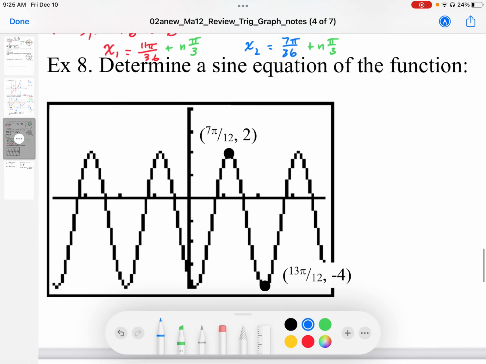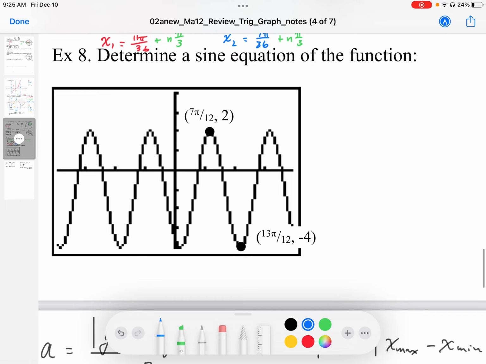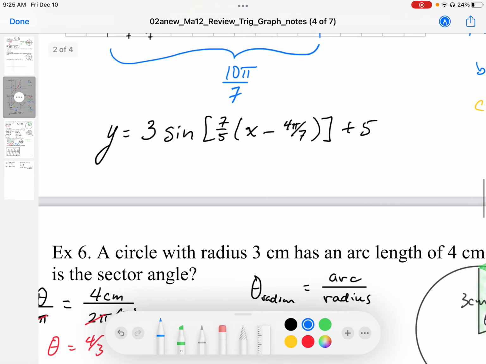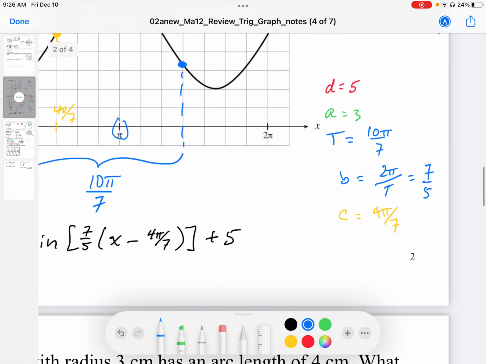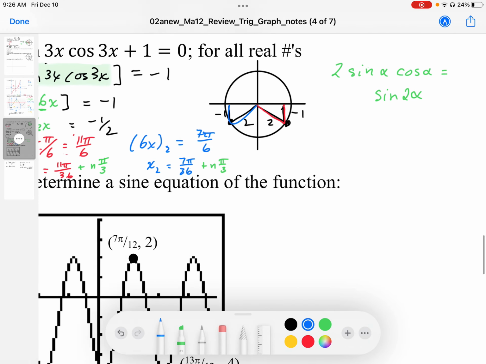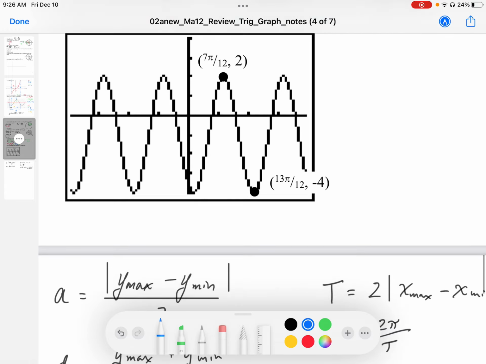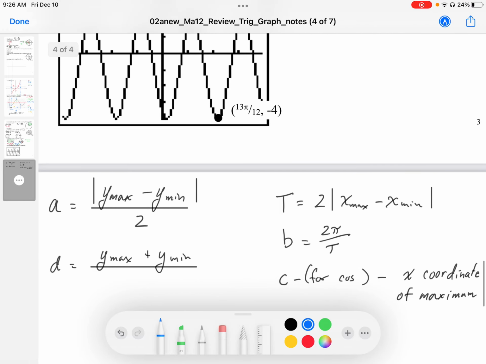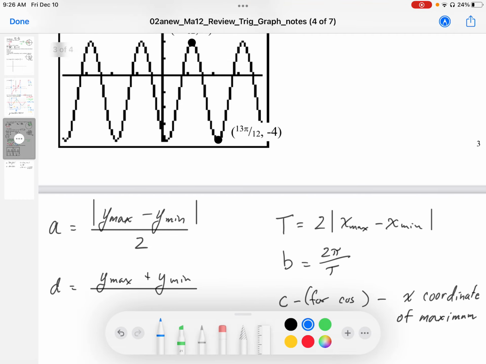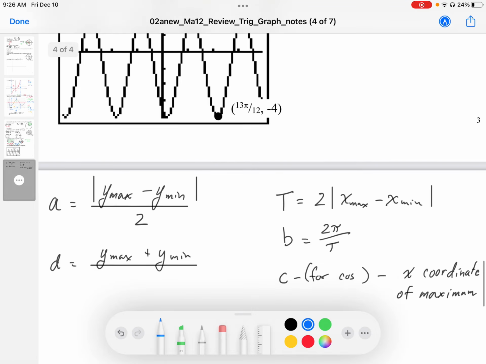Okay, so the last one here is we need to come up with a sine equation for this. Now we talked a little bit about the different parameters up here, calculating a, b, c, d, and t. And we need those parts to be able to write the equation for this. So I've kind of summarized it down here. To calculate a, the amplitude is the distance from the middle to the top, so we want to find the distance from the top to the bottom: y max minus y min, take the absolute value and divide it by 2.